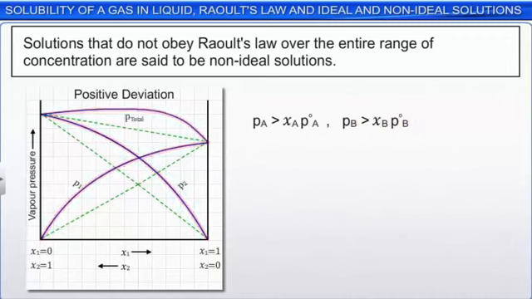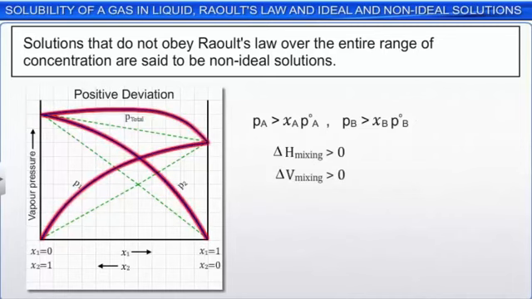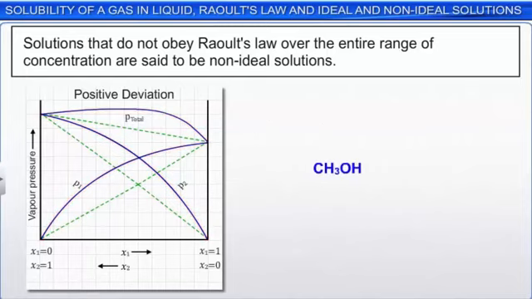For a positive deviation, delta H mixing is greater than 0 and delta V mixing is also greater than 0. Methyl alcohol and water, carbon tetrachloride and chloroform are some other solutions that exhibit positive deviation from the Raoult's law.